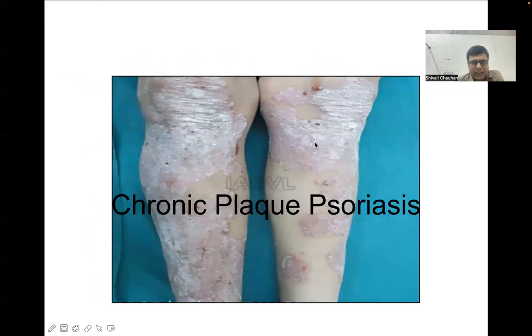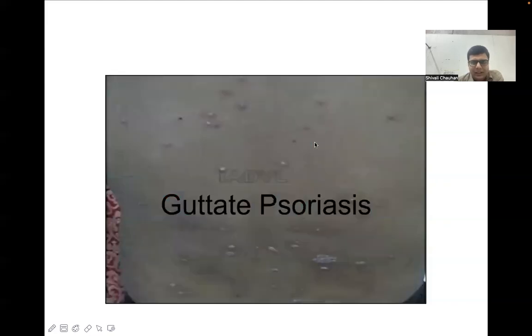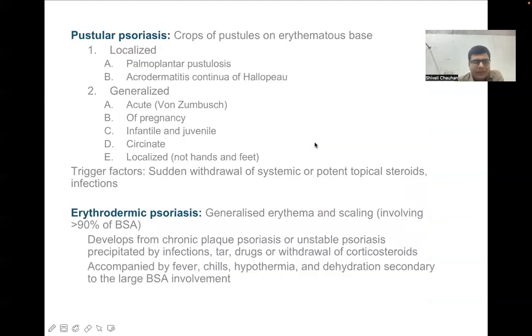So you can see the images of chronic plaque psoriasis. We see clearly well defined erythematous plaques with scaling. See the small droplet type lesions in guttate psoriasis.